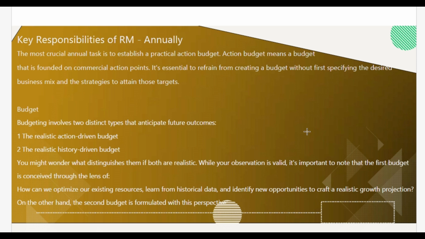And by action budget, I mean a budget which is based on the commercial action points. It's very important to refrain from creating a budget without first specifying the desired business mix and the strategies to attain those targets. So you need to first decide what market segments you are going to have, what market mix you are going to have, and what your strategies would be in the coming year for which you are deciding on a budget. So you have to figure these things out, decide, and then you move forward to creating a budget.